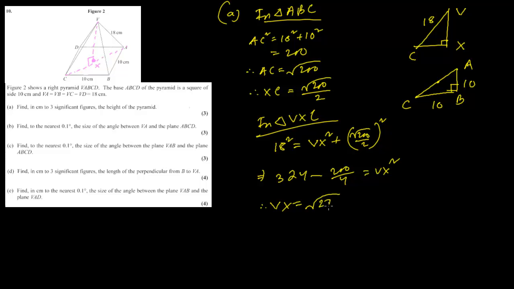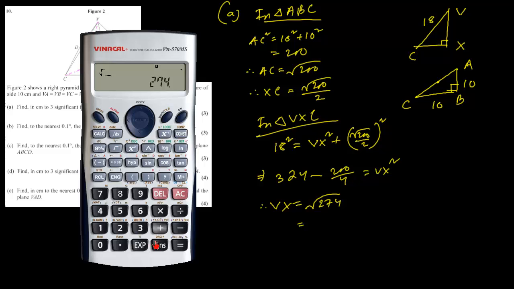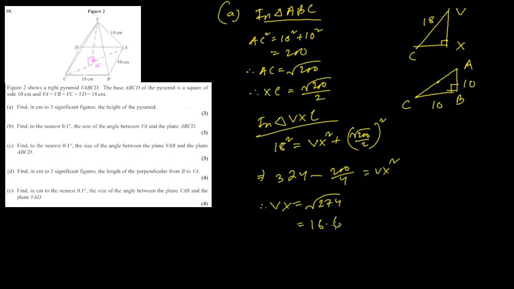So square root of 274, and that is 16.6. The unit has to be in centimeter. The reason I'm just writing this off is that if I have to use VX for another sum, I'm just going to use square root of 274, so I don't have to bother about this being very accurate.